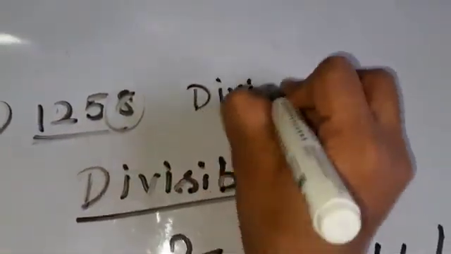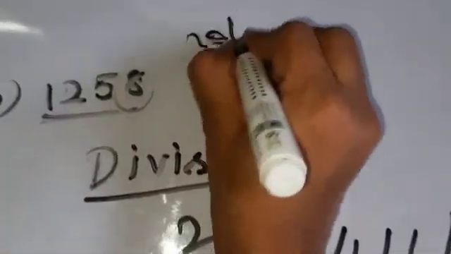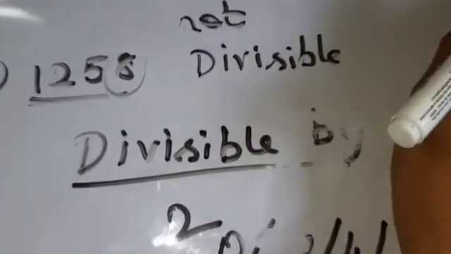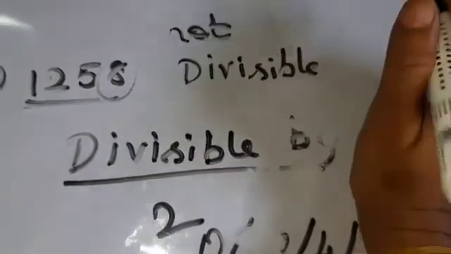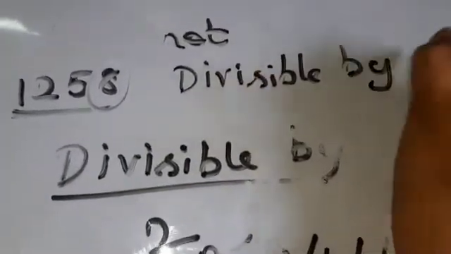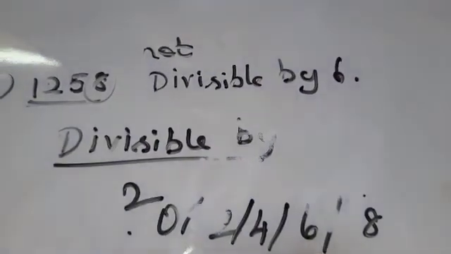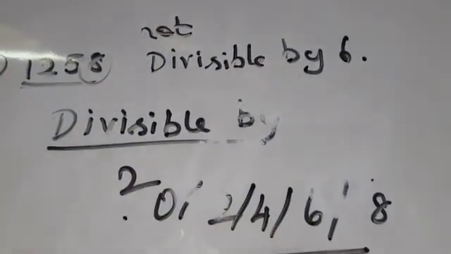So the divisibility rule of 6 is it should be divisible by both 2 and 3. If one is not satisfied also, then the given number will not be divisible by 6. In this same format only, you are going to solve the rest of the problems, students.